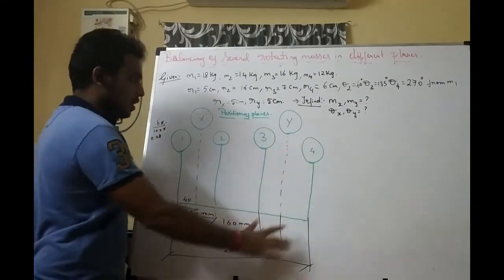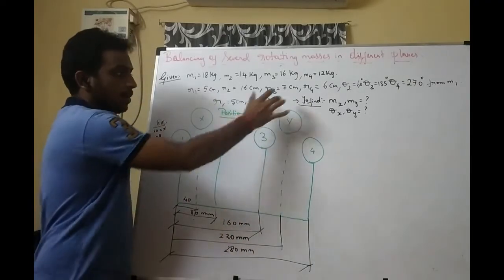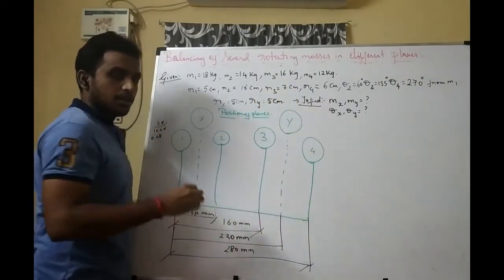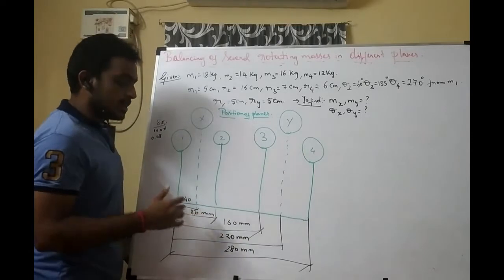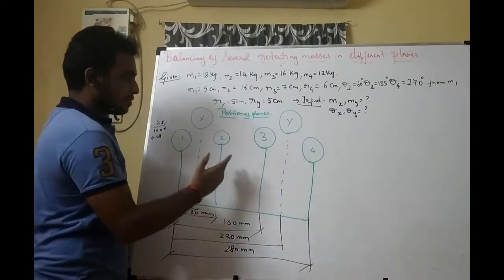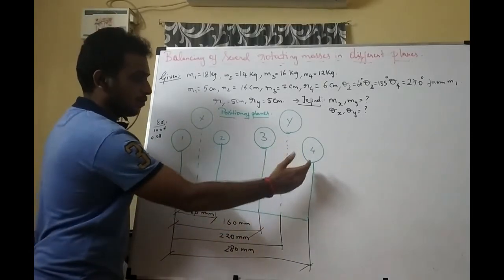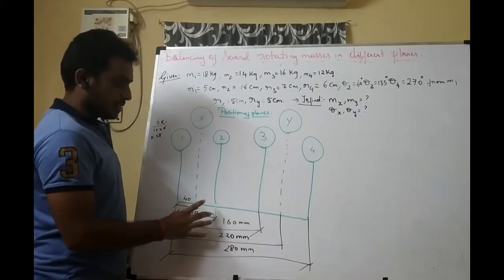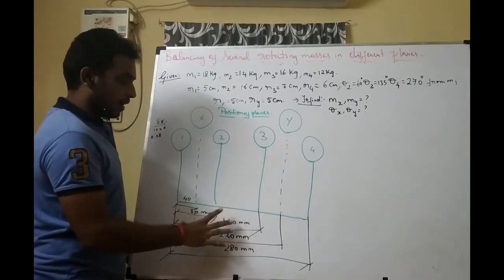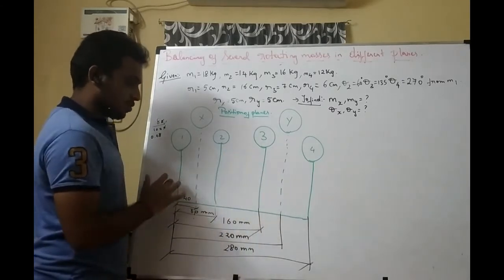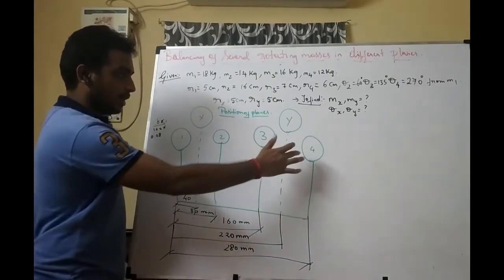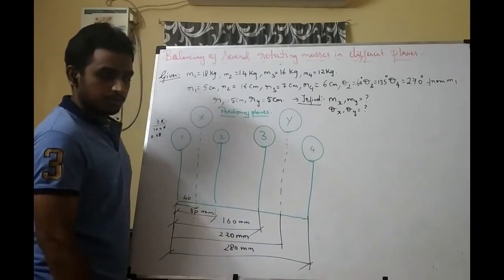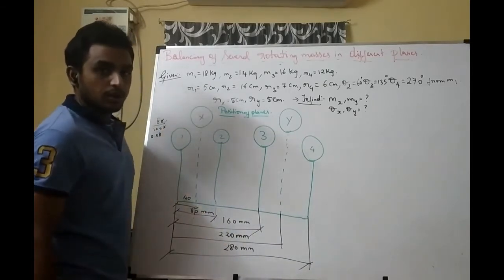So this is the position of planes I have drawn. I have not mentioned it over here. For our better understanding, I have changed these in terms of mm, that is M2 is 80 mm from M1, M3 is located at 160 mm from M1, and M4 is located at 280 mm from M1. Okay.